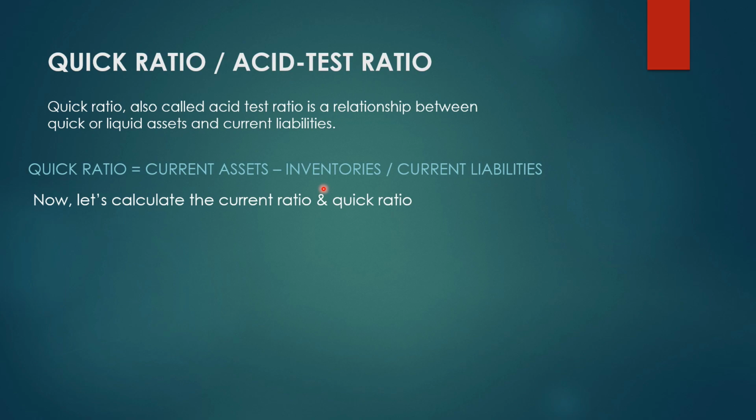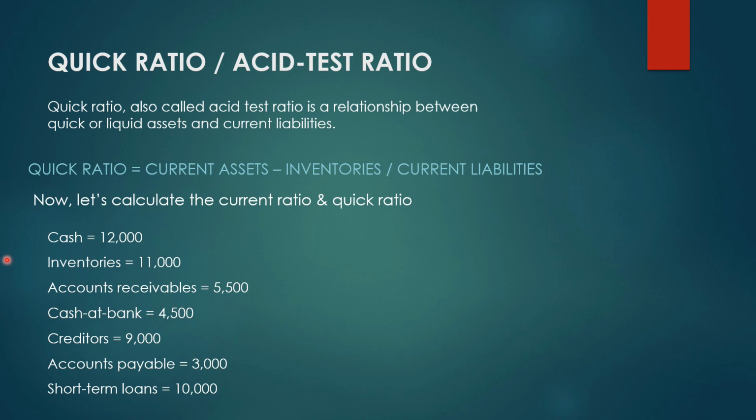Now let's calculate the current ratio and quick ratio. Cash is 12,000, inventory is 11,000, accounts receivable is 5,500, cash at bank 4,500, creditors 9,000, accounts payable 3,000, short-term loans 10,000.